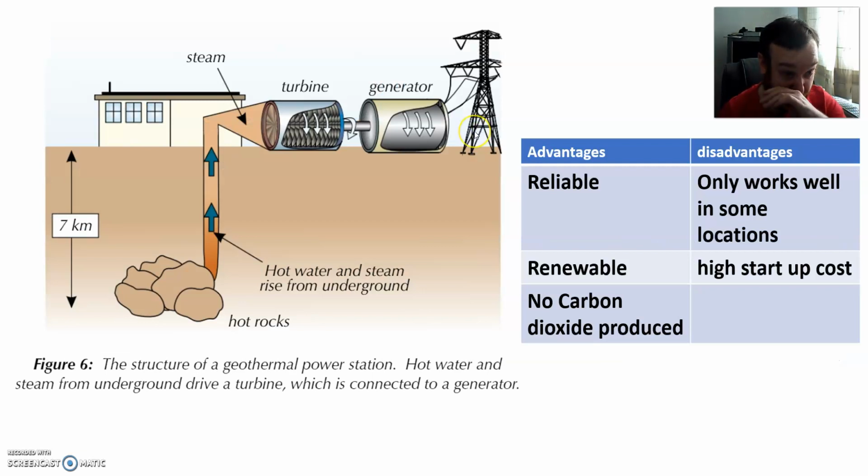Finally, we've got geothermal. Geothermal is a brilliant technology. So we've got hot rocks under the ground. They pump water down into these hot rocks, it gets turned into steam, and this steam drives a turbine which is connected to a generator which gives us the electricity. It's a very reliable source of energy, it's renewable, no carbon dioxide is produced. So a really good method of generating.